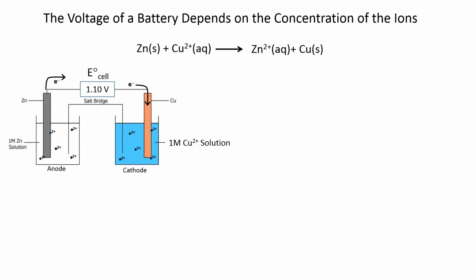In this short lecture video, we're going to examine how the cell voltage in a battery is affected by the ion concentration in the cathode and anode cells. The first battery that we're looking at is the Daniell cell, where zinc ions reduce copper ions.